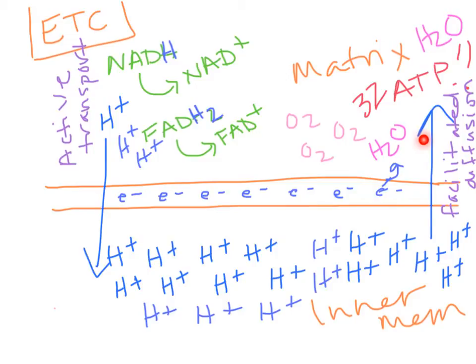The electron hops back on. The hydrogens hop on. We make water. Water, water. In the process, we make a huge amount of ATP.